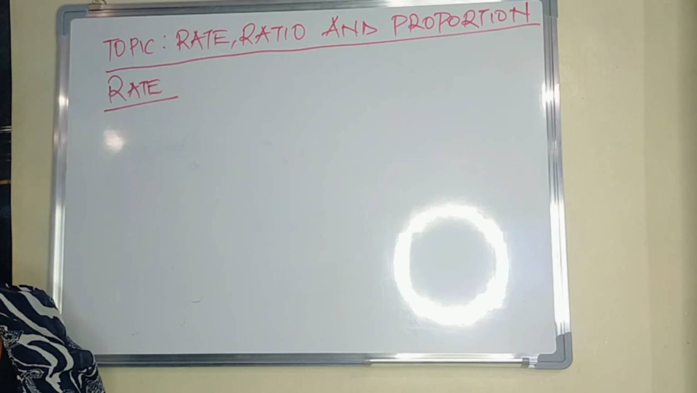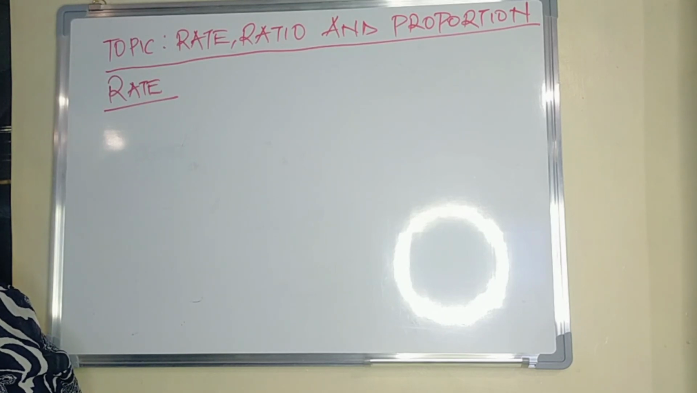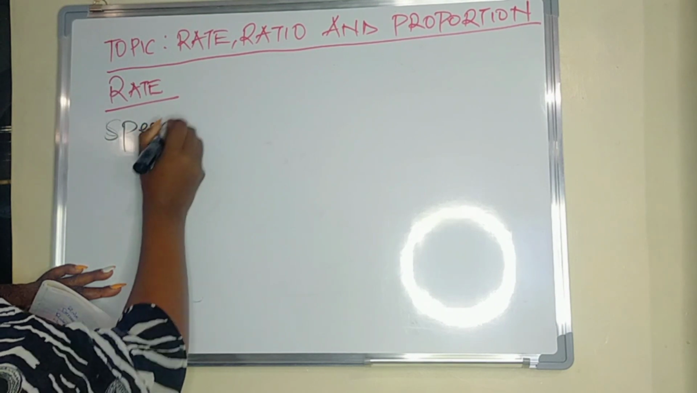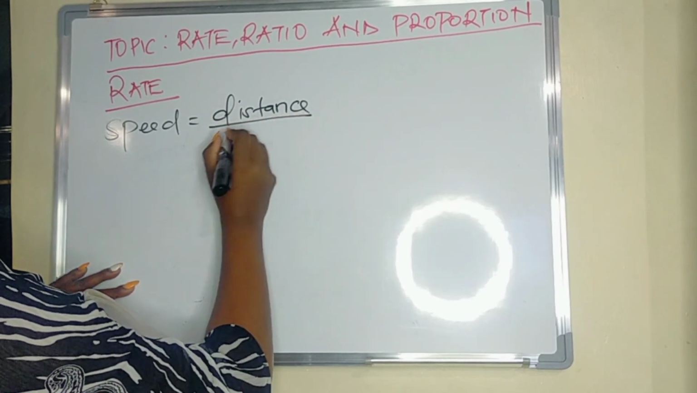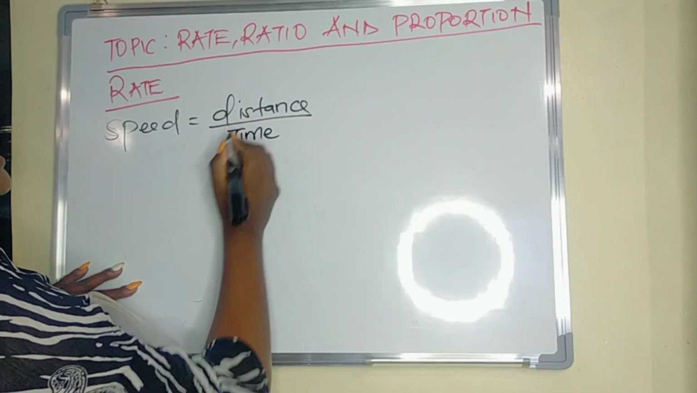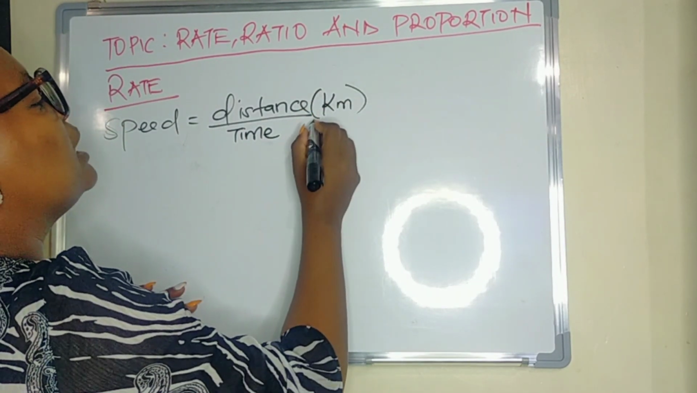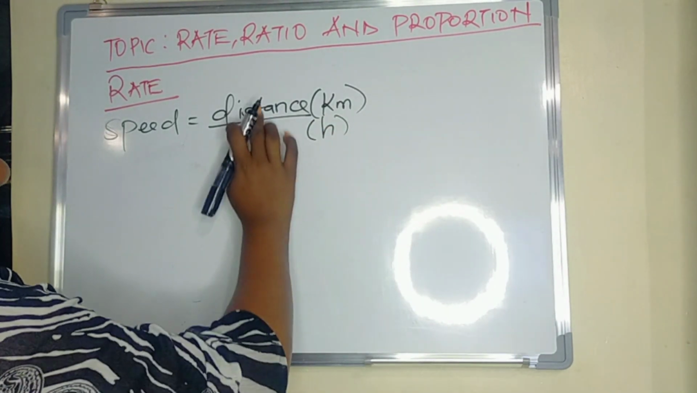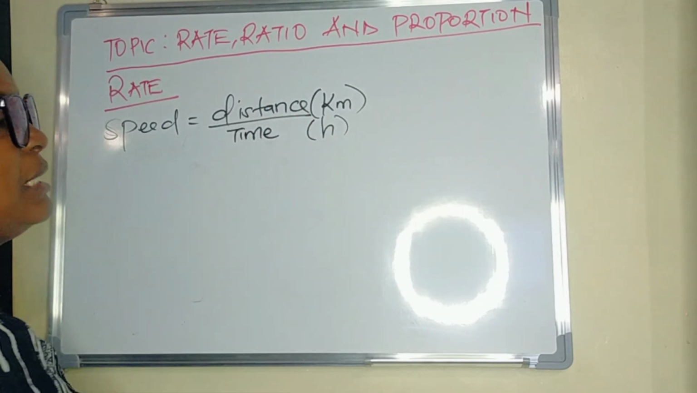Then other quantities whose rates we can think of are like speed. Speed is normally distance divided by time. Distance can be given in kilometers, time in hours. This is a rate because it is the distance covered per unit time, per time in hours.